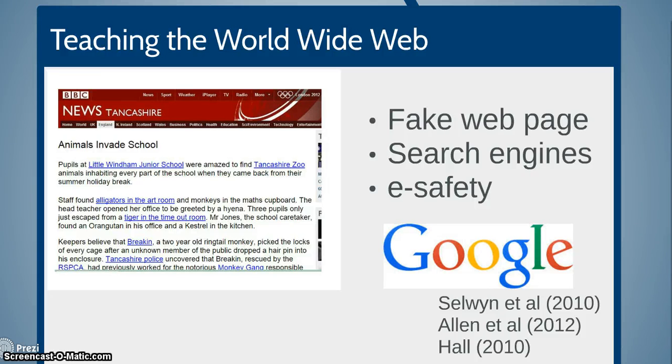Selwyn explains that when teaching about the World Wide Web, it is important children understand that not everything on a website may be true. A good way to do this is to create a fake web page about the school or class with false information on it. They will be able to understand how a website which looks professional can still hold false information.